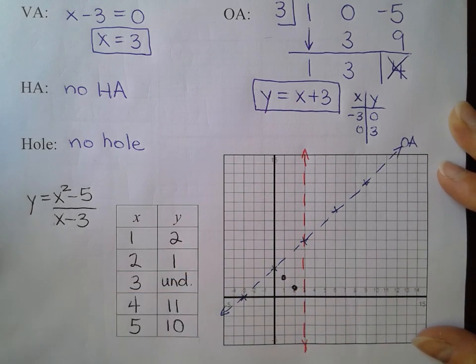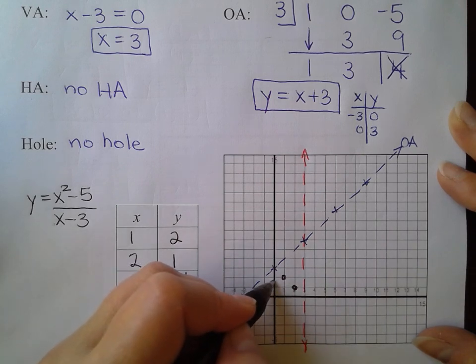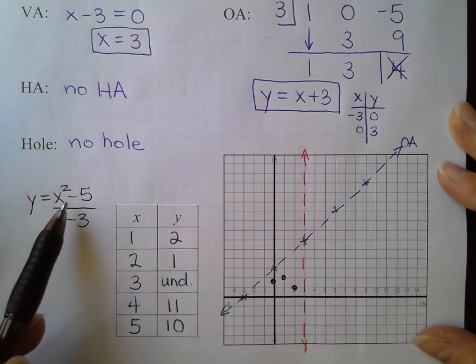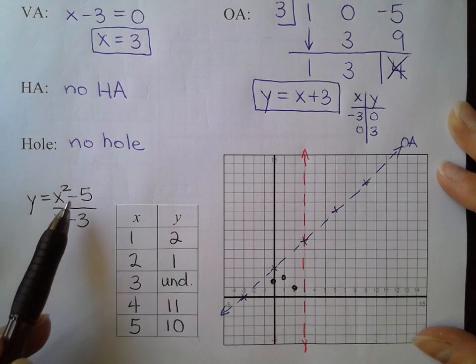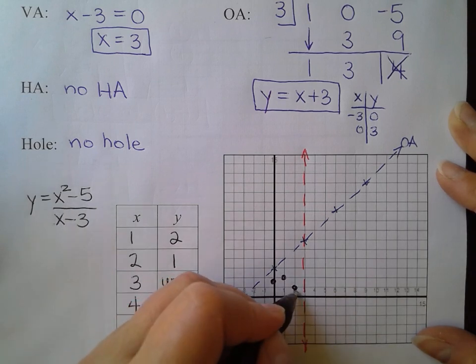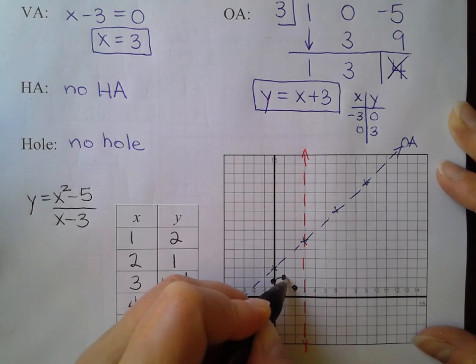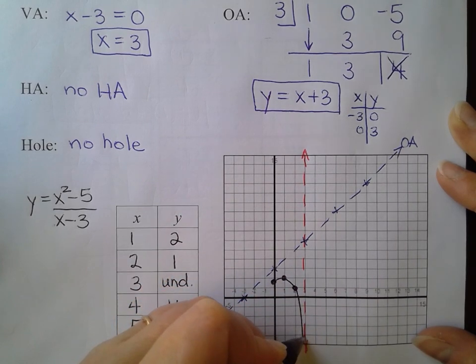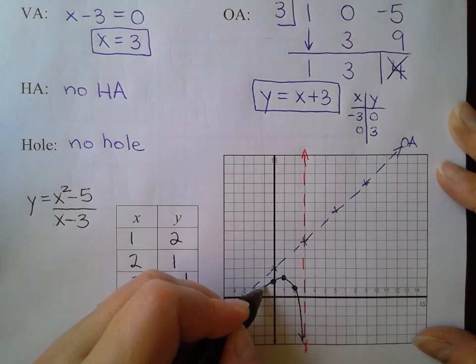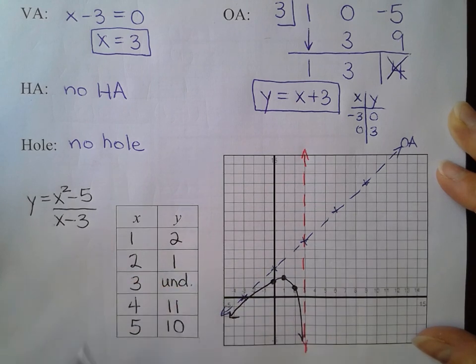If I plugged in 0, I'd have 5/3. That's like 1 2/3, so it'd be right about here. And if I set the numerator to 0, I'm not going to work that out on paper, but I would get the positive square root of 5 and the negative square root of 5, which is like 2.2 something. Okay, so that might help you draw this. It's also going to be approaching these dotted lines. That's why we have them there. So it'll look something like that.